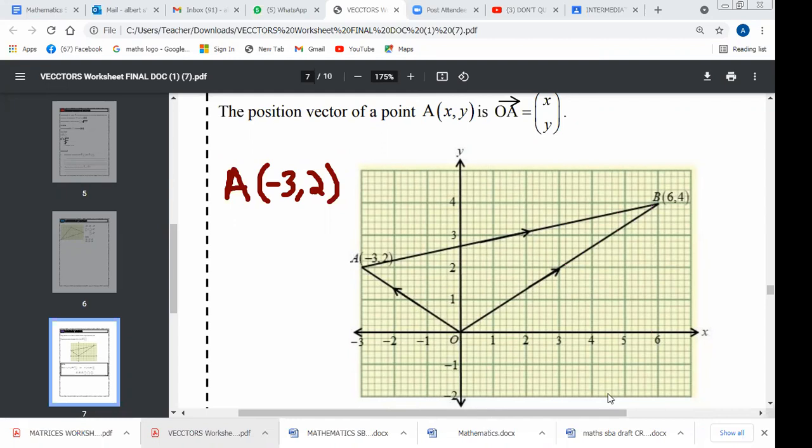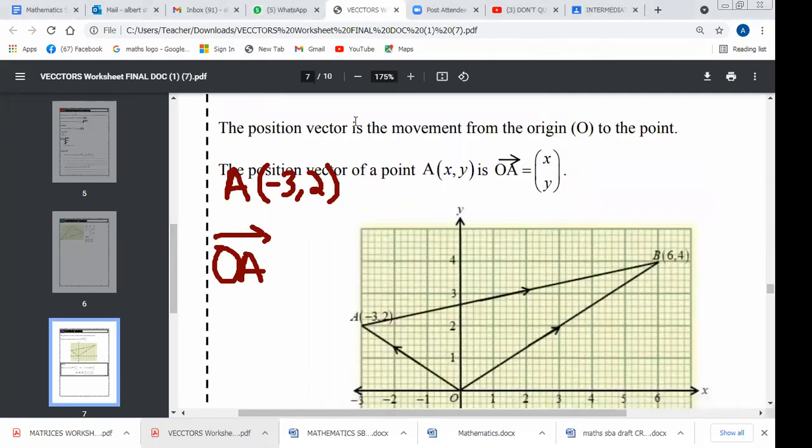Is it because it's a position vector? Because if you look here, this is actually what? This is A, right? But what we do, we write it as OA. So, sir, you couldn't say AO? Because it's a position vector, and if you look at the definition, it says what? The position vector is movement from the origin. From the origin. All right.